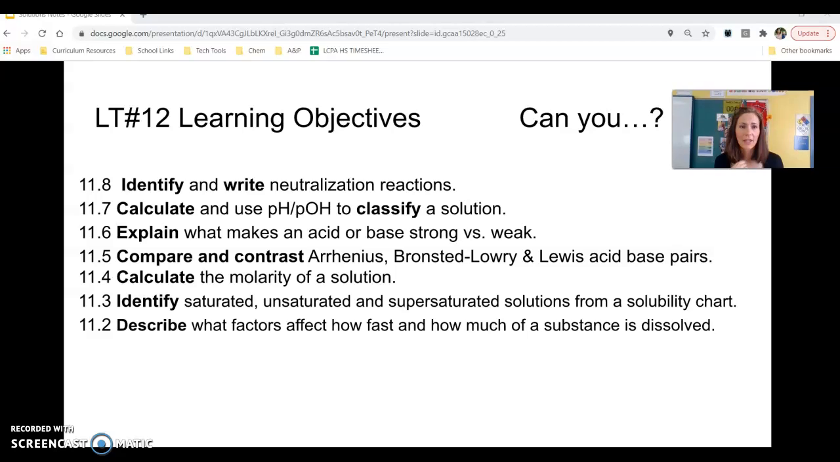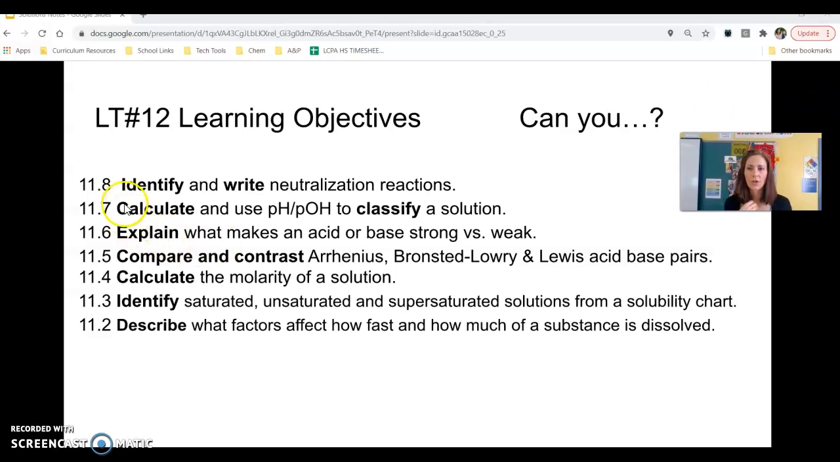All right, so can you, after both of these videos, identify and write neutralization reactions, calculate and use pH/pOH to classify a solution as an acid or a base, explain what makes an acid or base strong versus weak, compare and contrast Arrhenius, Bronsted-Lowry, and Lewis acid-base pairs, and then back to that first video on molarity and different types of solutions. So if you need to go back to any parts of these videos to make sure that you can do these types of questions, that would be helpful.